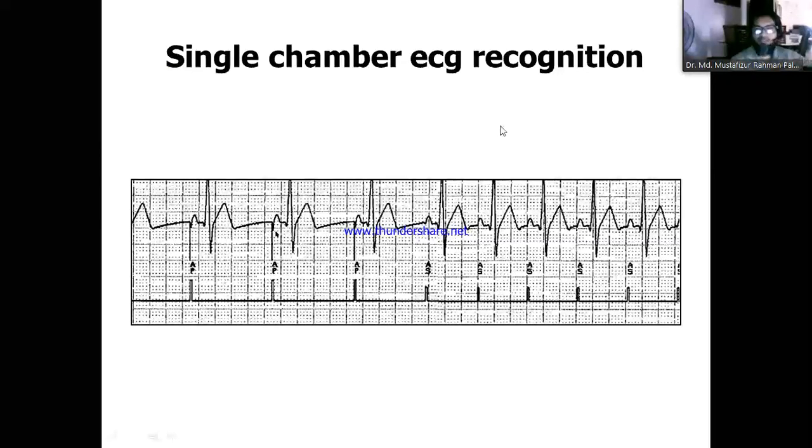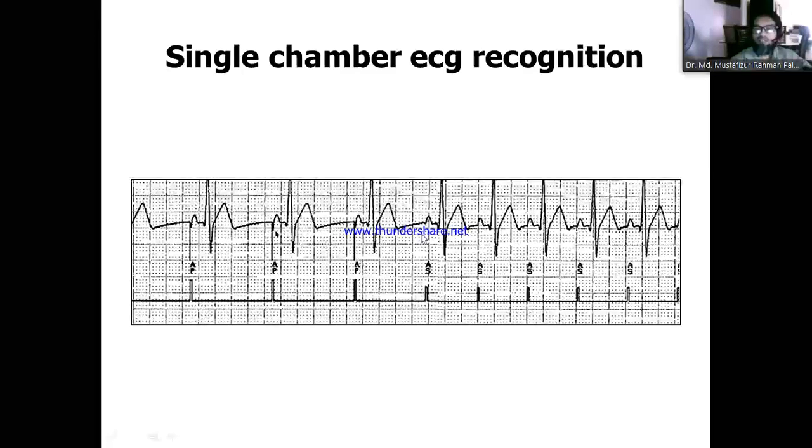So ECG recognition, how will we recognize it? In the A phase, there is a pacing spike in front of the P wave, and there is no pacing spike before the QRS complex. We will call it a single chamber atrial pacemaker, the AAI or like that. Here there is no pacing spike in this complex, so it is sensed by the pacemaker. So it is AAI. When it is sensed, it will not pace. So here it is not paced.